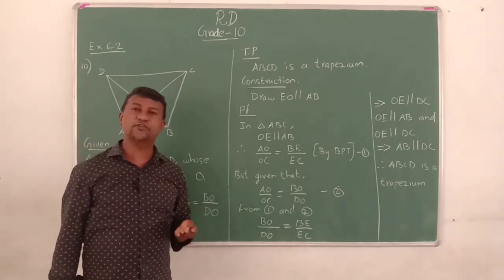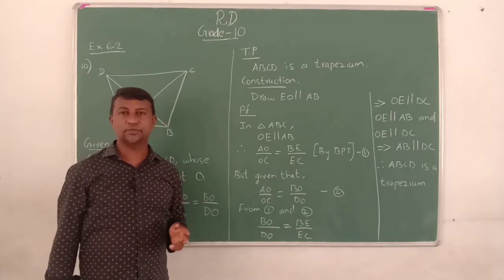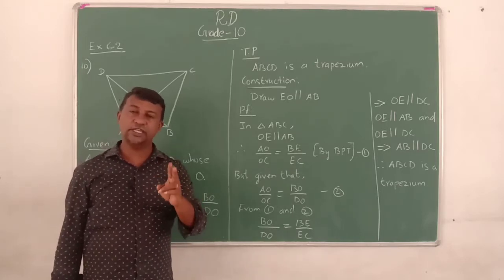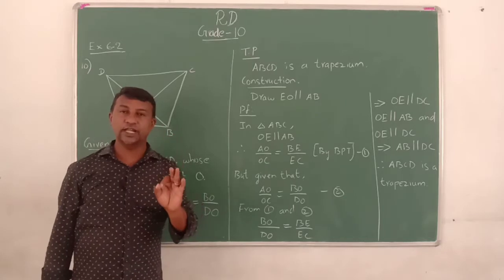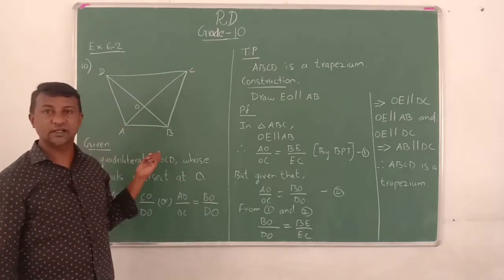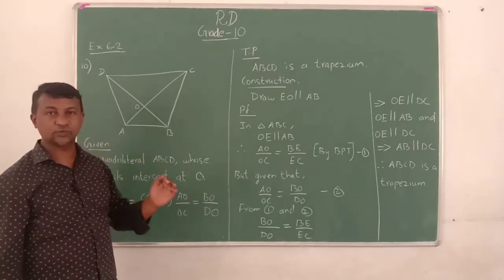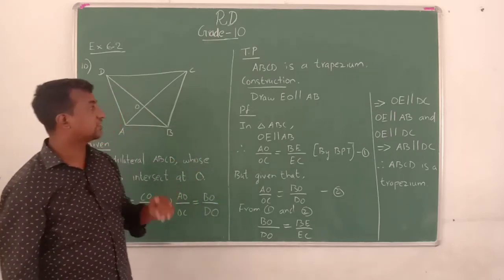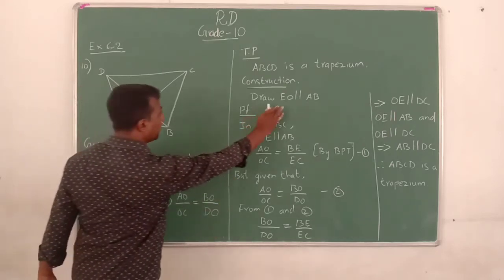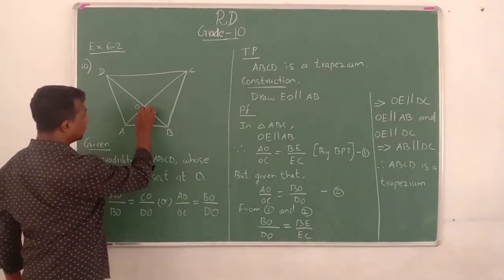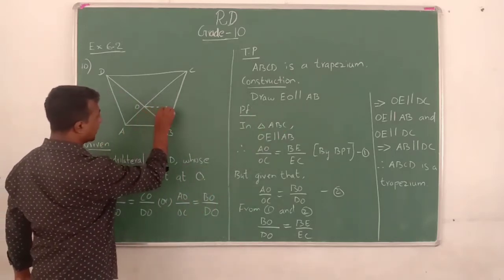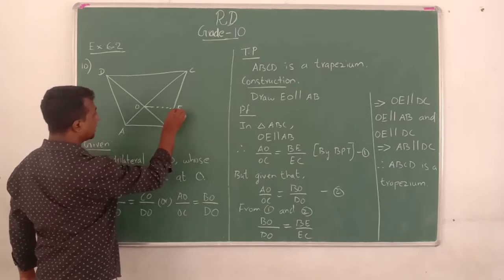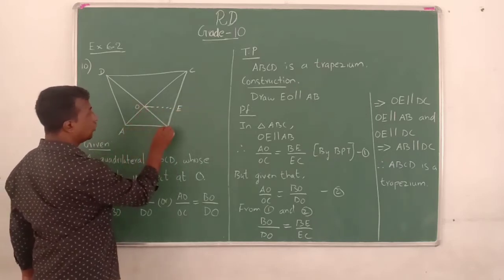So what is the property of a trapezium? When we say trapezium, it means any two sides should be parallel. So if we prove that, we can say the given figure is a trapezium. For that, first we will do some construction. First construct EO parallel to AB. So this is O. I am going to construct E, that is EO parallel to AB.